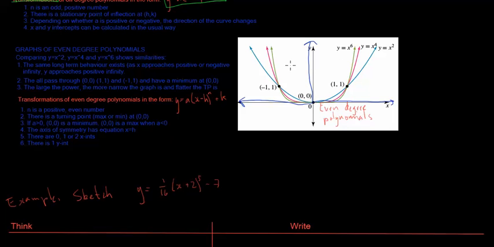That's because when we think about it, for x squared, if we square a negative number, we're going to get a positive number. There's a turning point, a maximum or a minimum at (0, 0), and the value of a determines whether it's a maximum or a minimum. So if a is a negative number, we'll have a negative polynomial, which means we have a maximum point. The axis of symmetry of these is going to be x = h.